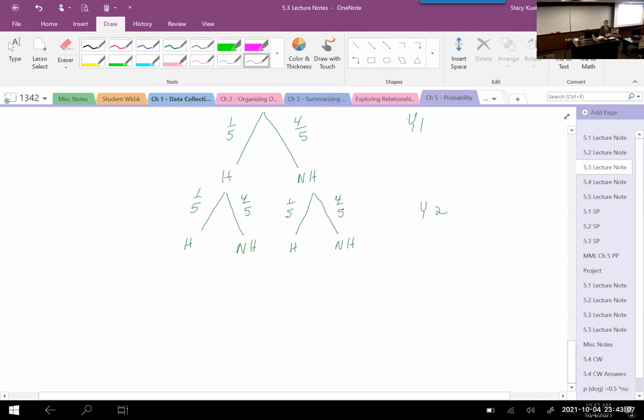All right, let's look at year number 3. Year number 3 could have hurricane, no hurricane, hurricane, no hurricane, hurricane, no hurricane. And your tree starts to get really big. This would be representative of year 3. And each of those branches has that probability we talked about.